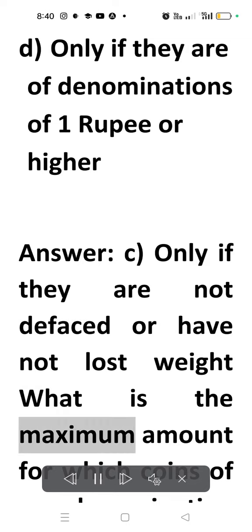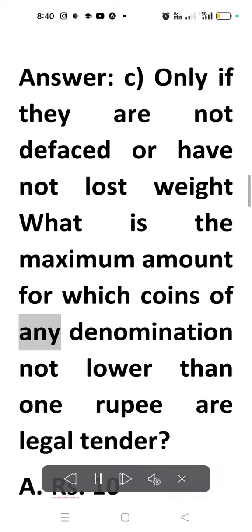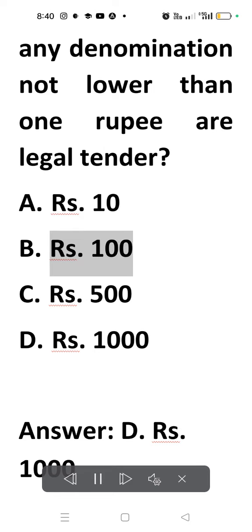What is the maximum amount for which coins of any denomination not lower than 1 rupee are legal tender? A. 10 rupees. B. 100 rupees. C. 500 rupees. D. 1000 rupees. Answer: D. 1000 rupees.